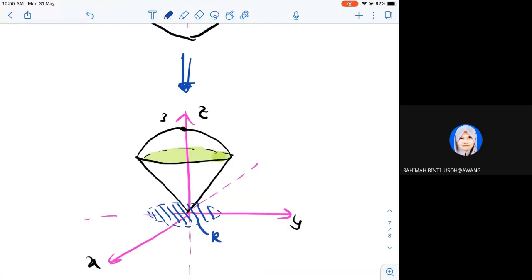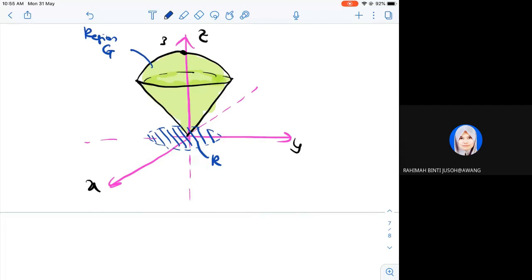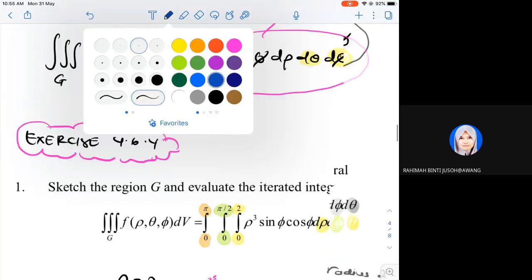And the whole thing, let's say I color all of this. The solid ice cream cone, this is region G. The blue shadow at the bottom is region R. Okay, region R is important. Okay, region R. Note it down.